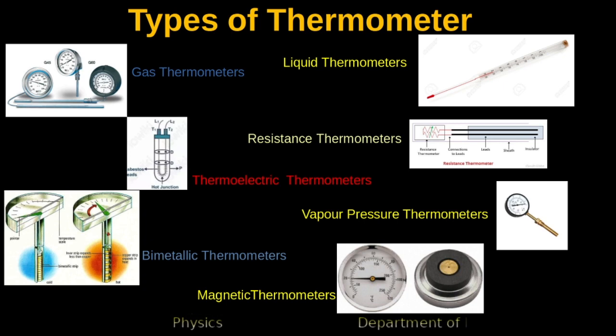The radiation thermometers. These are based on the quantity of heat radiation emitted by a body. Example, a furnace. These instruments are known as pyrometers. These are the different kinds of thermometers.